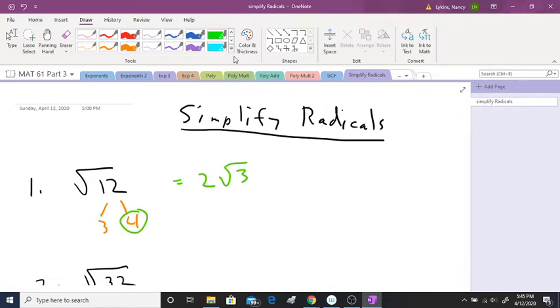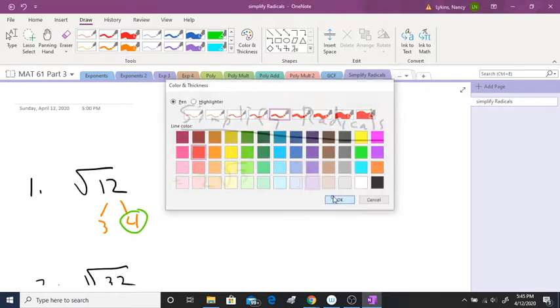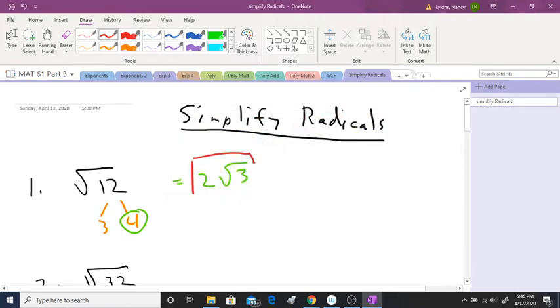Now, to check our work, to make sure we're doing this correctly, so this right here is my answer. So to check my work, what I'm going to do is I'm going to take this 2 that's outside of the radical symbol, or the square root symbol, I'm going to square it and multiply it by 3. 2 squared is 4 times 3 is 12. And 12 is what is underneath the radical symbol.